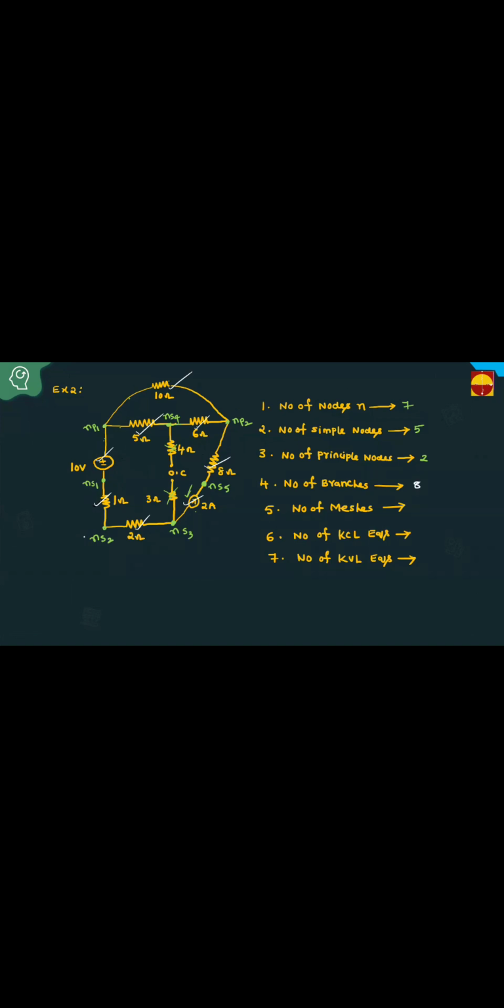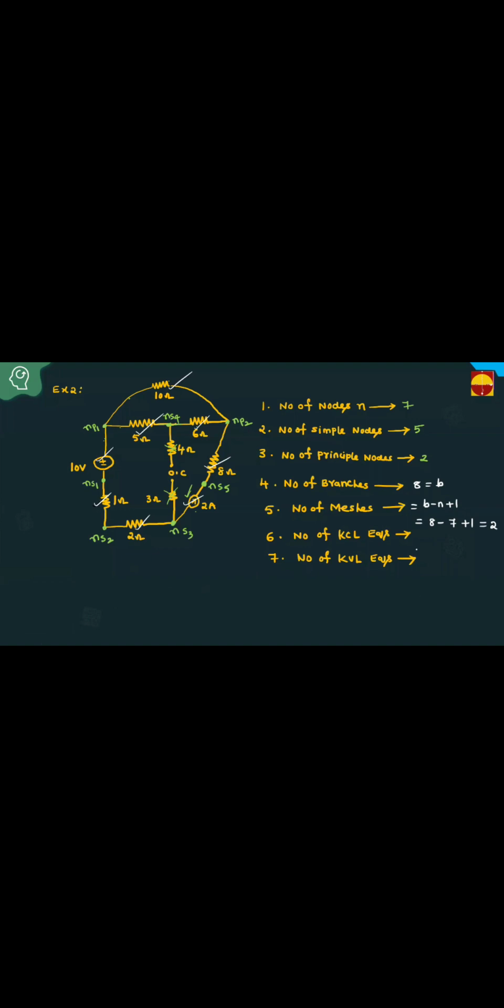How many number of meshes? How to calculate the number of meshes? Number of meshes is equal to number of independent loops, B minus N plus 1. 8 minus, this is the number of branches, number of nodes is 7, plus 1. 8 minus 7 plus 1, students. The number of meshes is equal to 2.